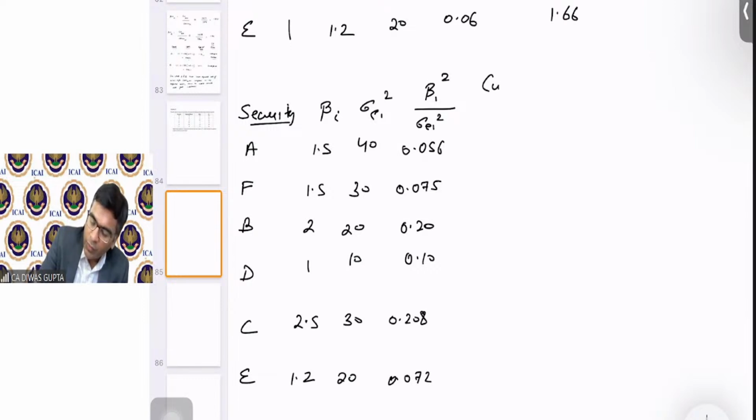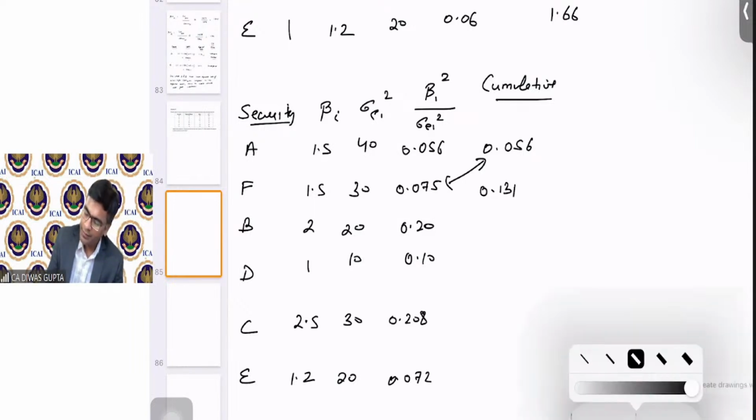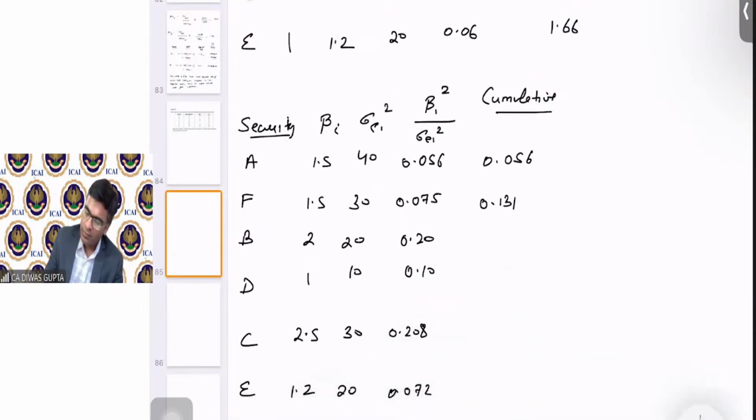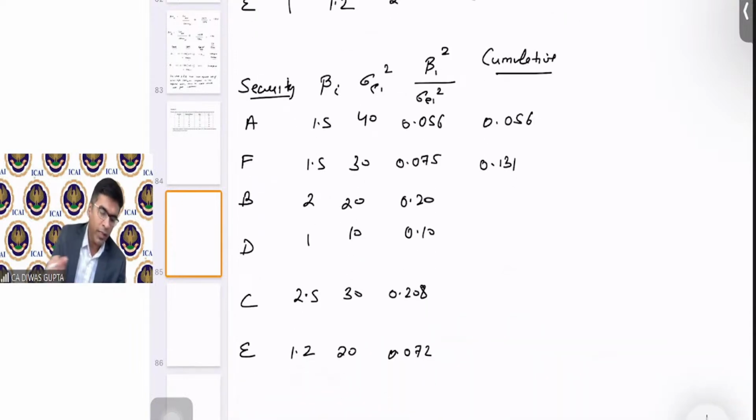Now we have to take a cumulative for this column as well. Again, the first value will be 0.056. Then the second will be the addition of these two, 0.056 plus 0.075, which is 0.131. Then plus 0.2, it becomes 0.331. Plus 0.10, it becomes 0.431. Plus 0.208 becomes 0.639. Plus 0.072 becomes 0.711.